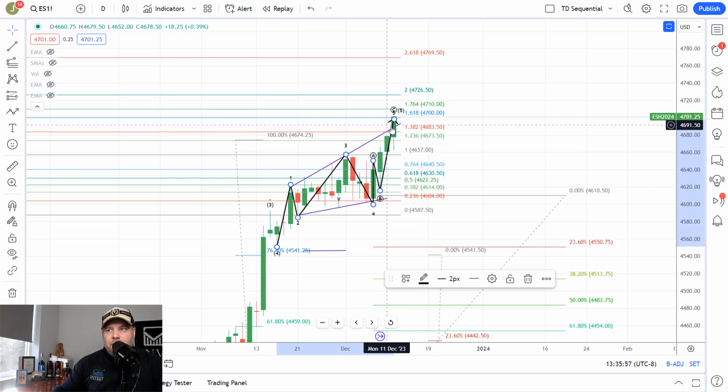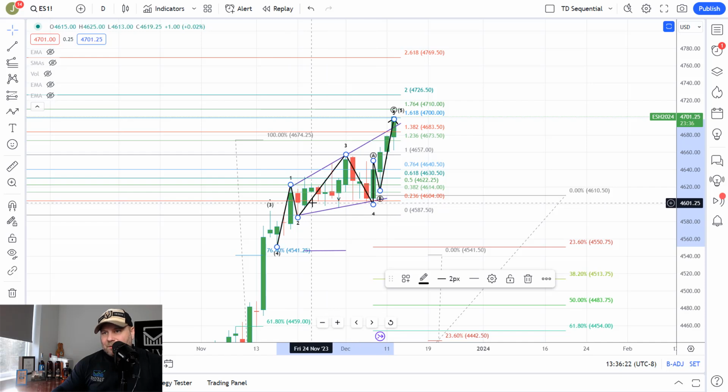And from here, to see that turn down, we would want to see them break this low right here from yesterday, at 4663 or so. I think they got down to 4662.25. And then we would want to see them break this B wave low at 4614.25. If they break below those, then they're going to come down into this key area of support that has held the entire time.